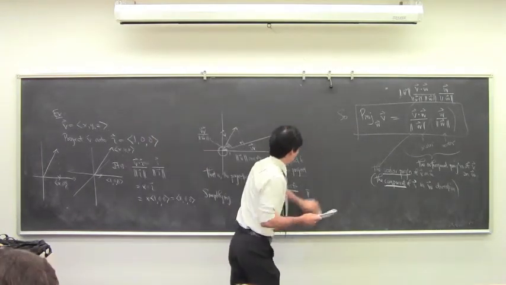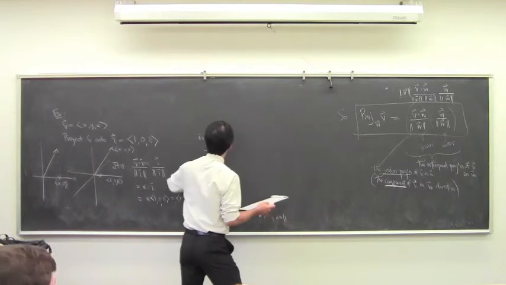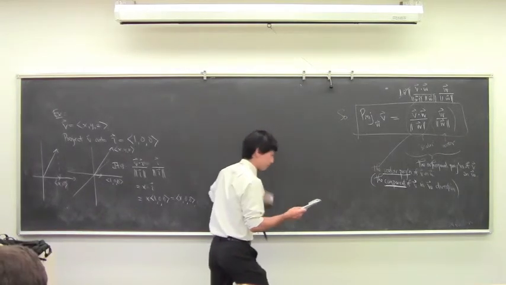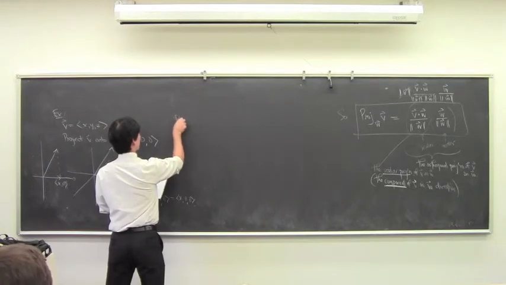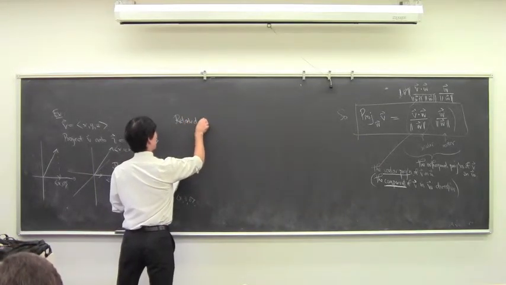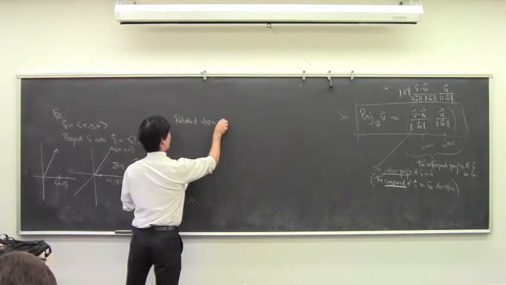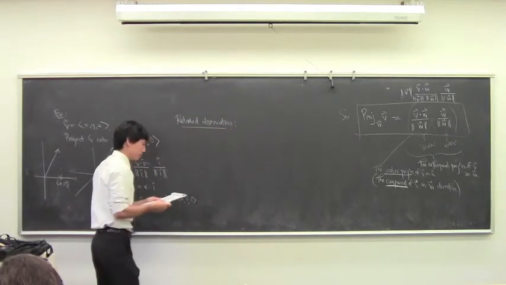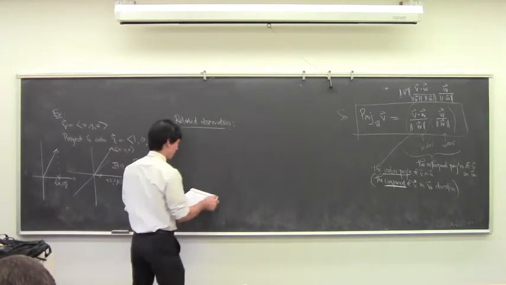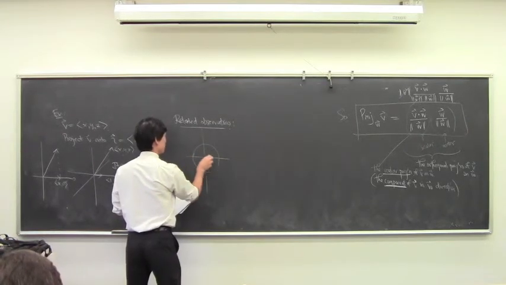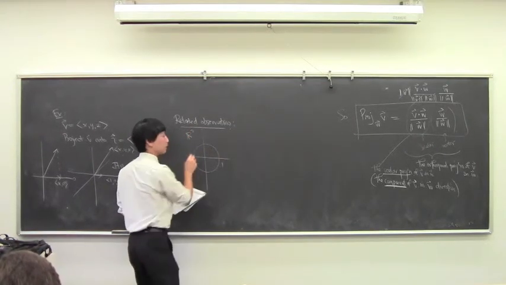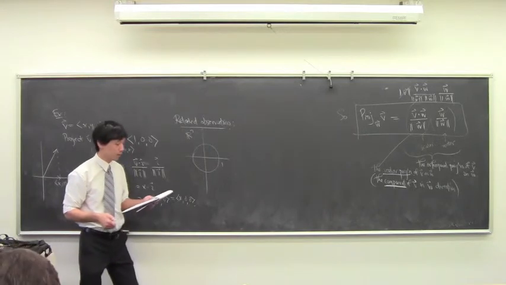Okay, so one last related observation. So let's go back and think. If you had a point on the unit circle in R2. Let's go back to R2, the unit circle.